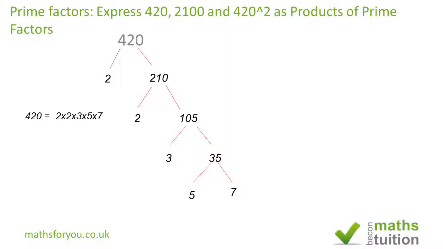Now, if we collect like terms, 2 times 2 is 2 squared. So 420 is 2 squared times 3 times 5 times 7. And that's the answer for the first one.